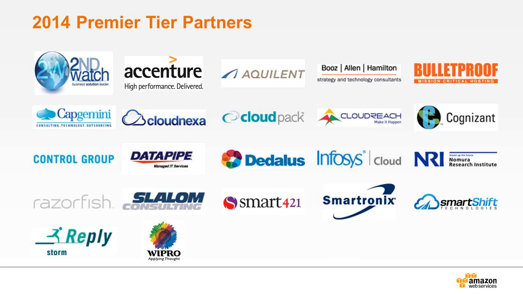This is the list of the 2014 Premier Tier Partners for AWS. The AWS Premier Consulting Partner designation highlights the top consulting partners globally that have really distinguished themselves by investing significantly in their practice on AWS, growing their AWS business, and providing exceptional customer service, helping a large number of customers to run their applications on AWS. So we've announced these 22 partners as Premier Partners for 2014.